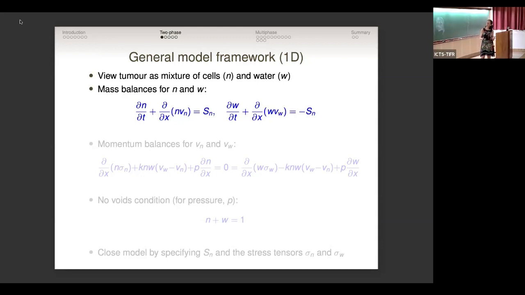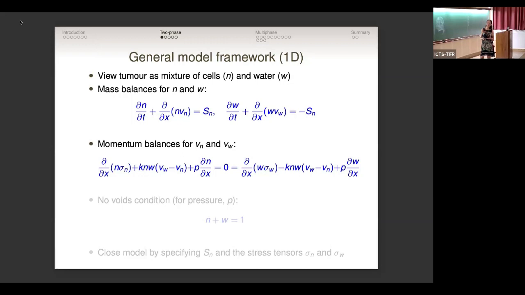So these are my PDEs that tell me how N and W evolve, but I need equations for Vn and Vw. So we can write down momentum balance equations. Sigma N and sigma W are stress tensors. This is a 1D model, so they're just scalar quantities here. So those describe the material properties of my cells and my water. We'll come back to that in a moment.